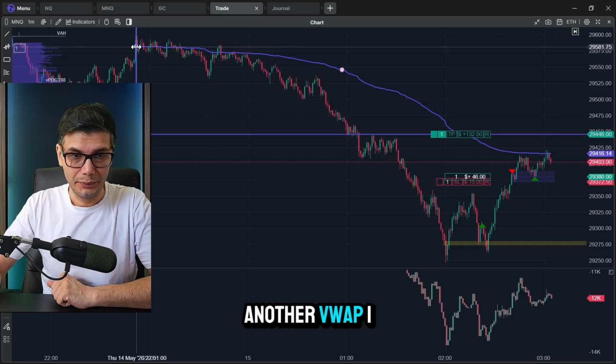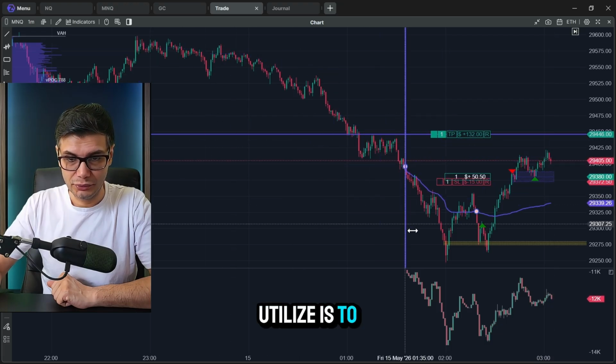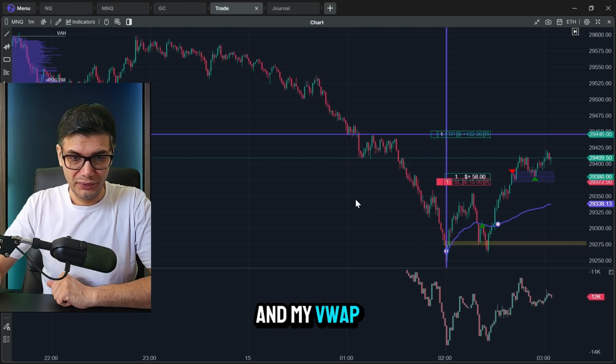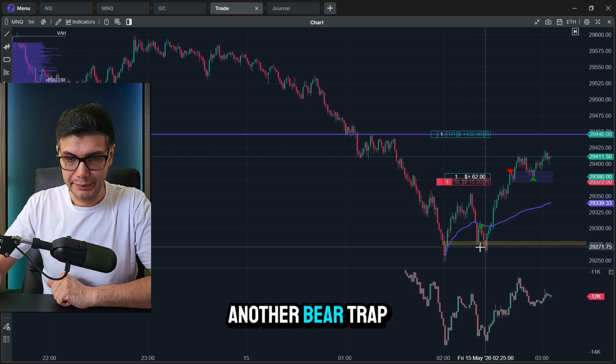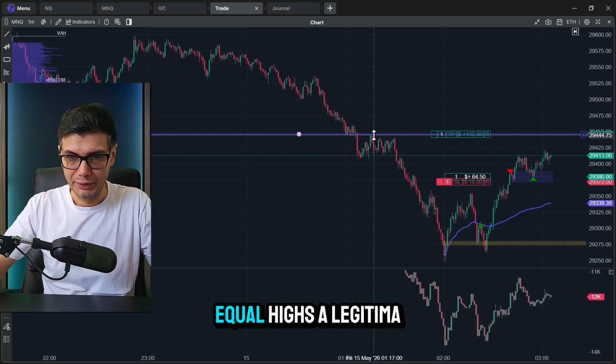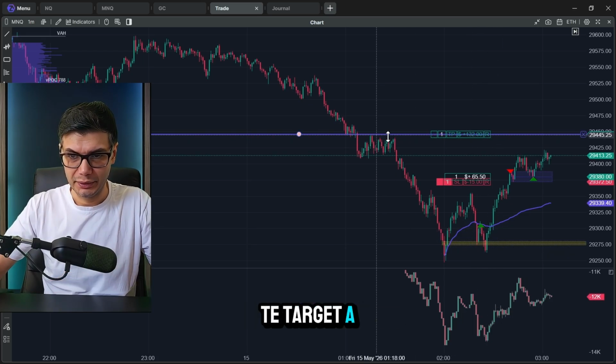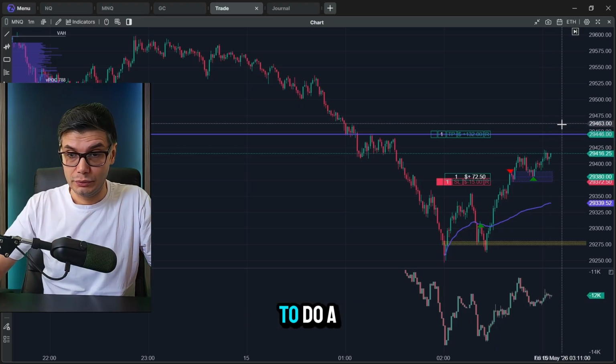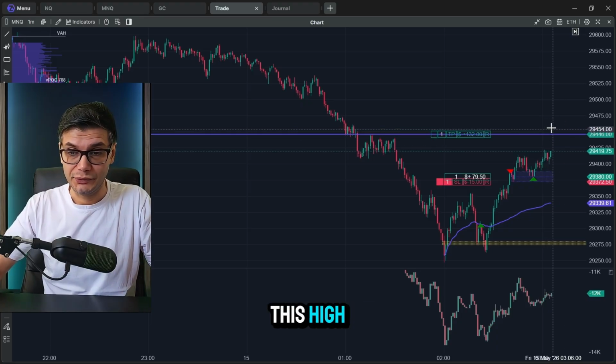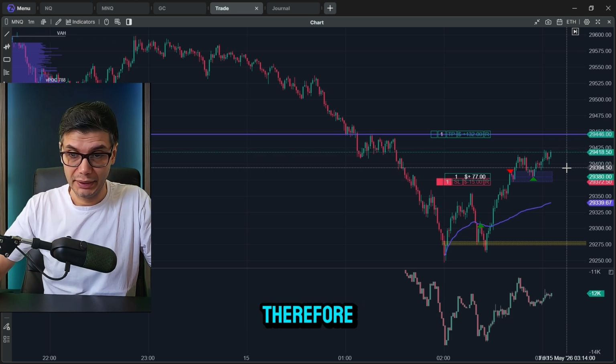Another VWAP I would like to utilize is to put it to the lows, and my VWAP setting is set to close. We had another bear trap in here. Now we have equal highs, a legitimate target. Perhaps it might want to do a bull trap above this high and then have a bearish leg. Therefore, we are going to monitor that as well.